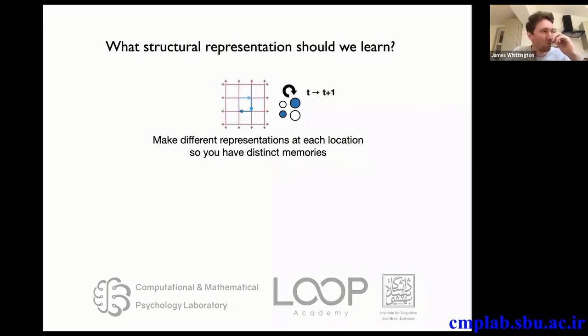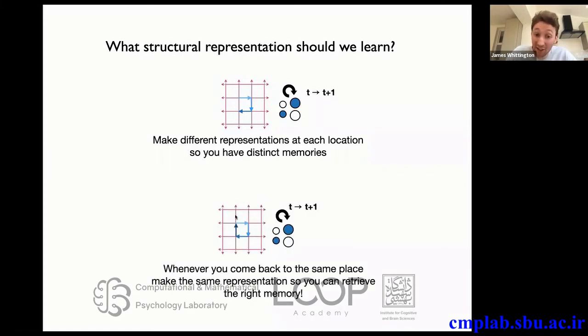Okay, so let's think about what might be the representations you would want to learn. Well, if you're wandering around on this graph, there are going to be two pressures that you want for this blue abstracted representation. One is that at each location I'm at, I want a different representation, so that I can make different memories. And the second thing is path integration. I want to be sure that when I return to the same location, I have the same representation as the last time I was there, so that I can retrieve the right memory. So those are the two pressures. I want different representations at every different place, but the same one when I return to the same place.